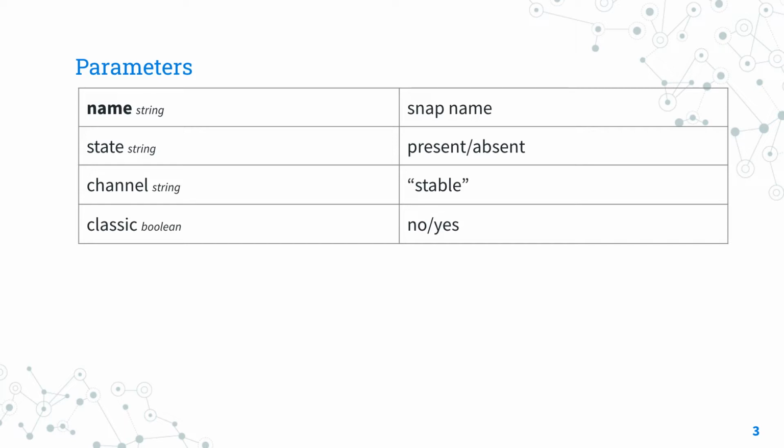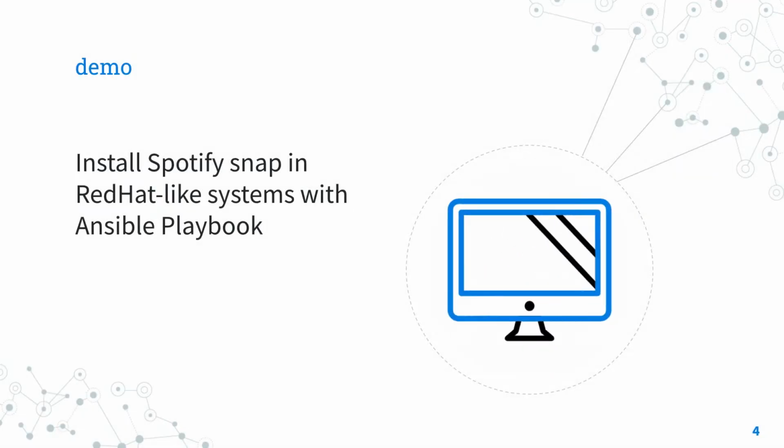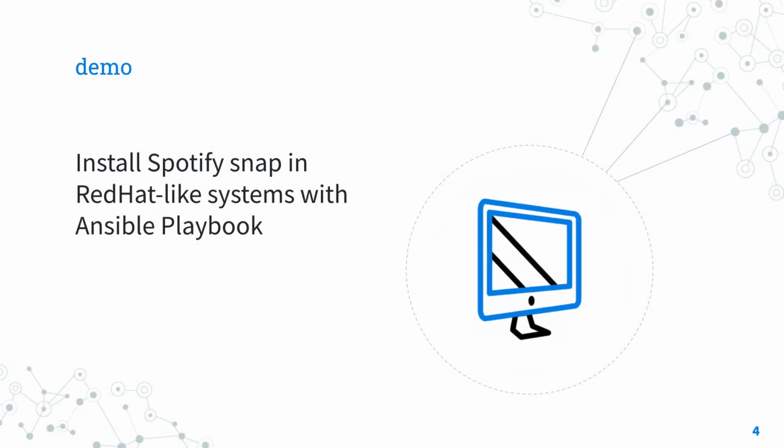The parameter classic allows the confinement of a snap to have the same level of access to the file system as classic packages. This could be useful. But let's move on to demo time.